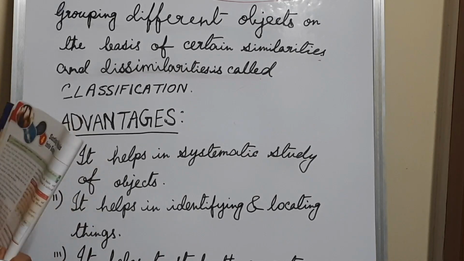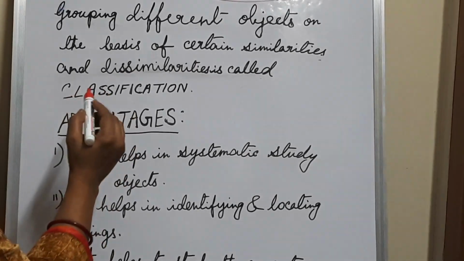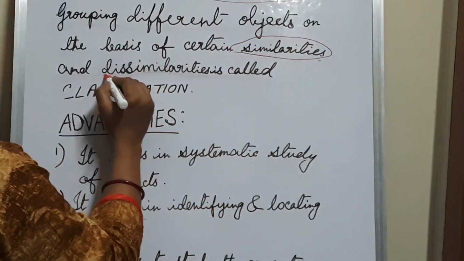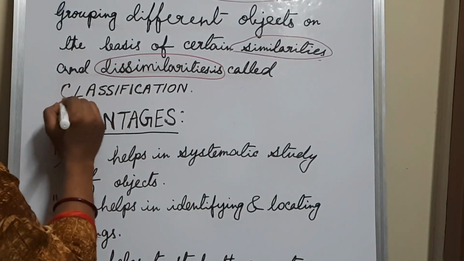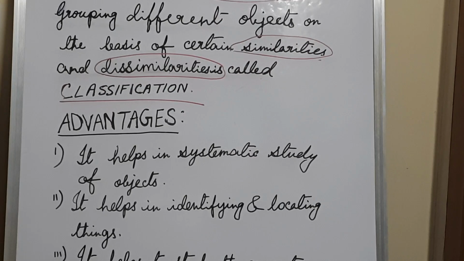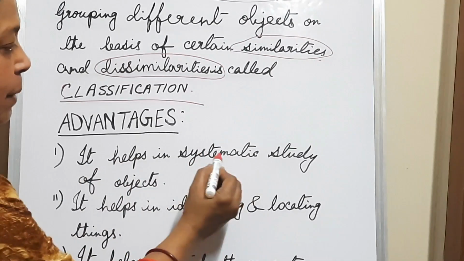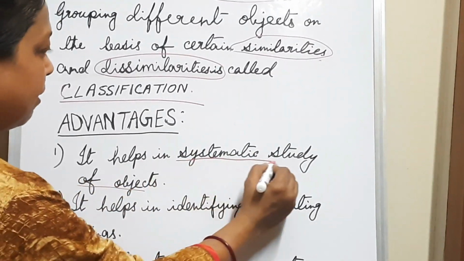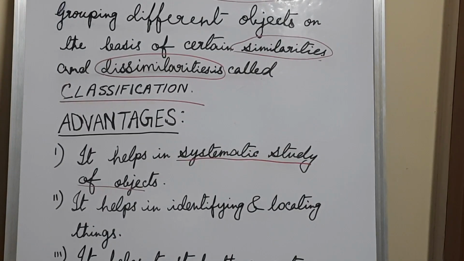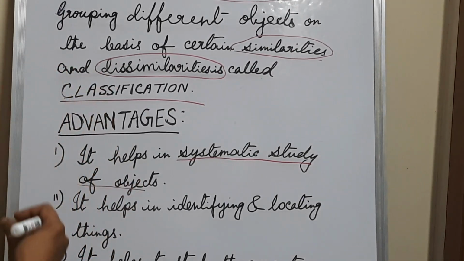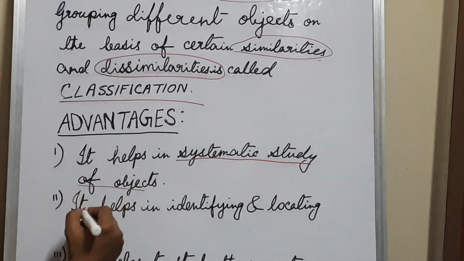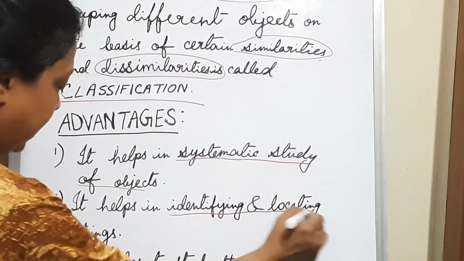Now, what is classification? Grouping different objects on the basis of certain similarities and dissimilarities is called classification. Now, what are the advantages of classification? Classification has the following advantages. Number 1, it helps in systematic study of the object. That means if we keep the things in a systematic way, we can study the object systematically. Number 2, it helps in identifying and locating the things.